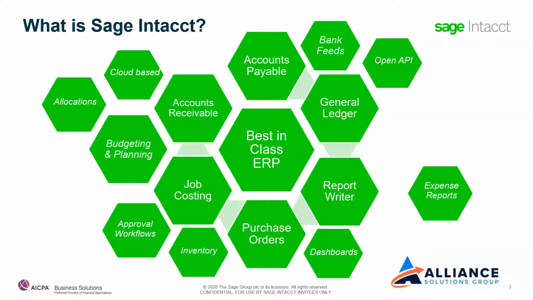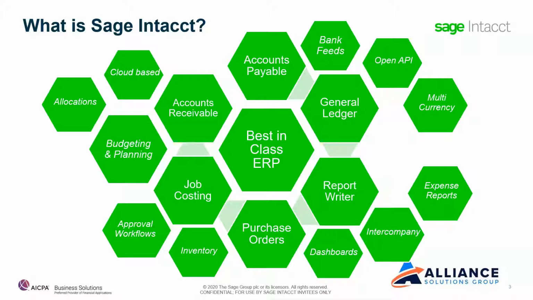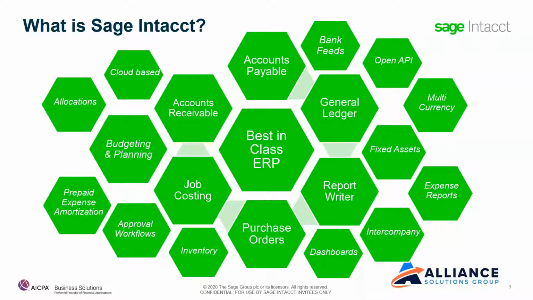There's an inventory module. We can set up allocation. It can handle multi-currency if you do have a need for that, as well as intercompany. We can build out prepaid expense amortization and automate that. And it even has a fixed asset module that can handle your depreciation. So there's a lot to Sage Intacct, whether you're just looking for the core product or you have some needs for some of these add-on modules.